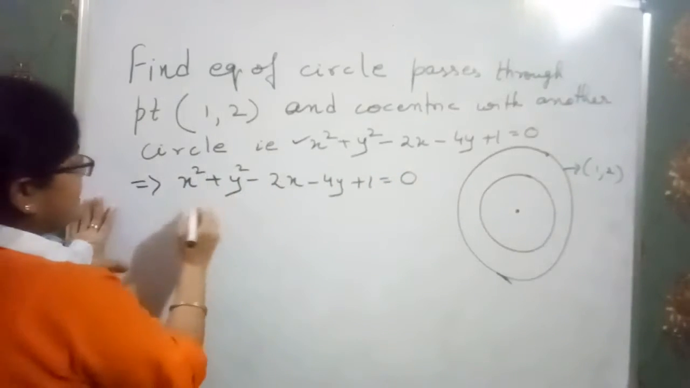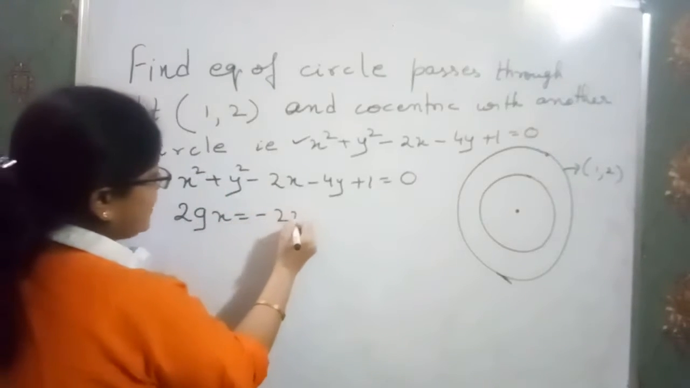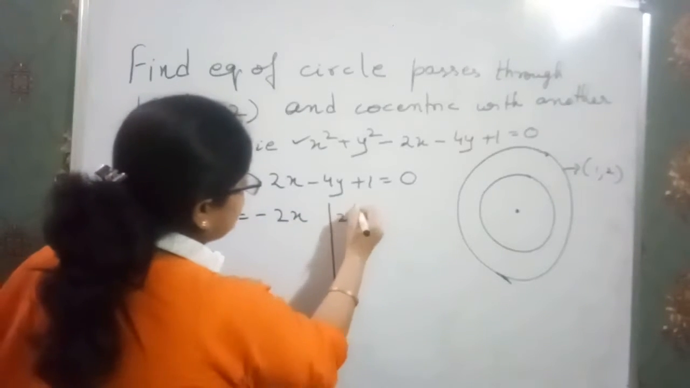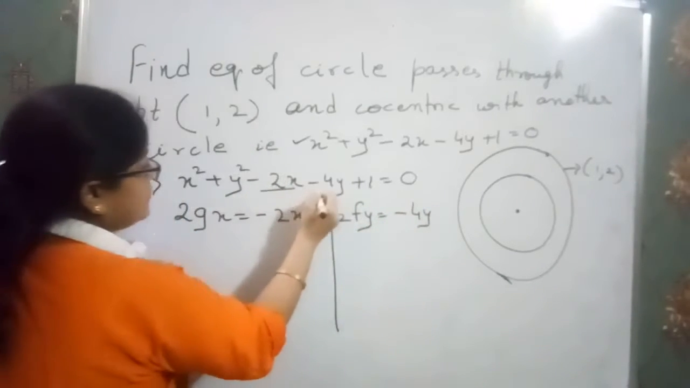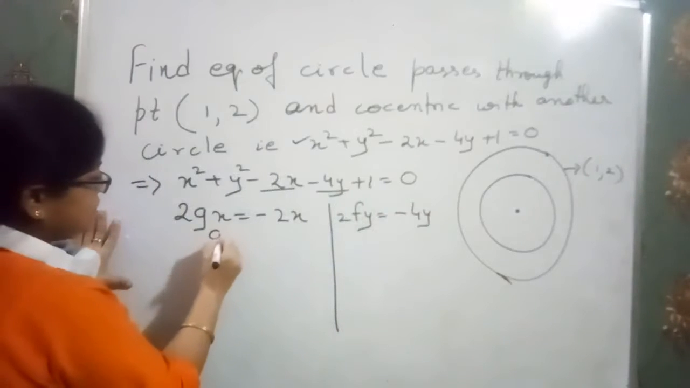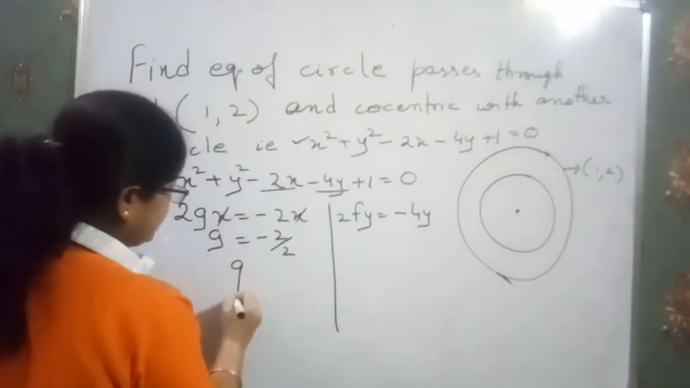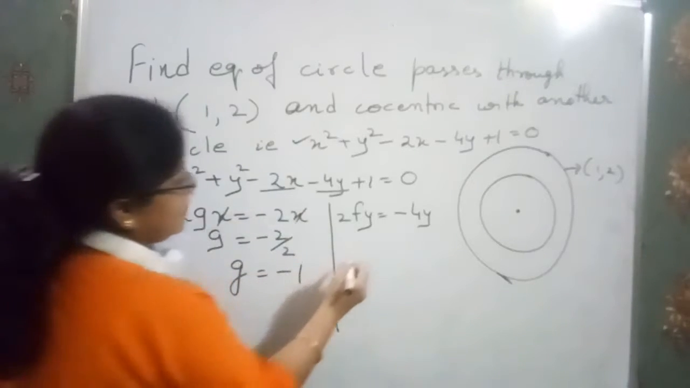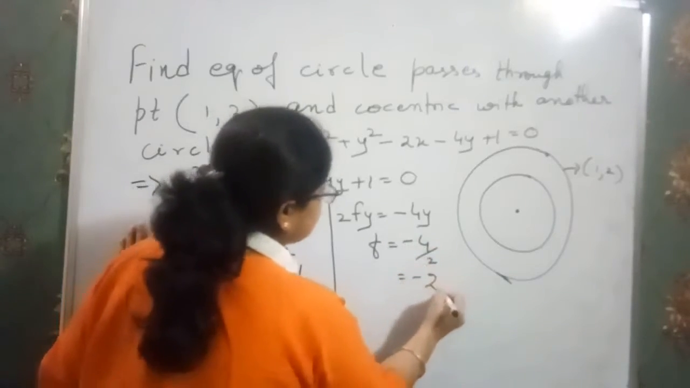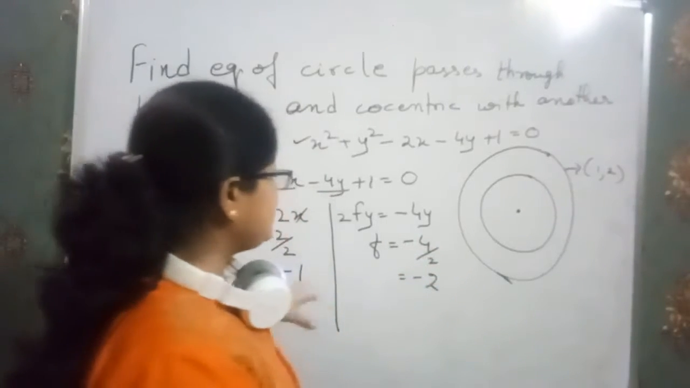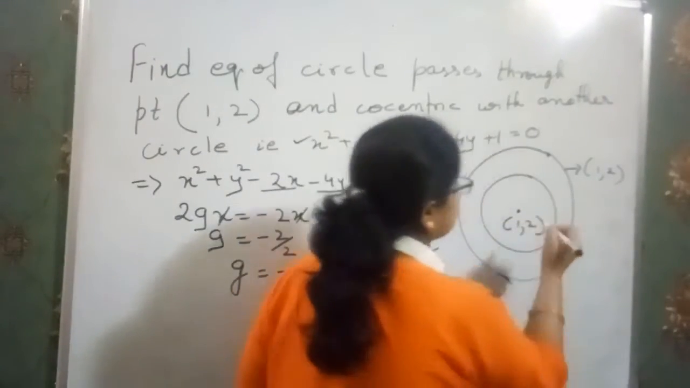Now compare with the standard equation. We have 2gx is equal to minus 2x. Similarly, 2fy is equal to minus 4y. Clear? Now g is equal to minus 2 over 2, that means g is equal to minus 1, and from here f is equal to minus 2. So the center is minus g, minus f. So our center becomes 1 comma 2.